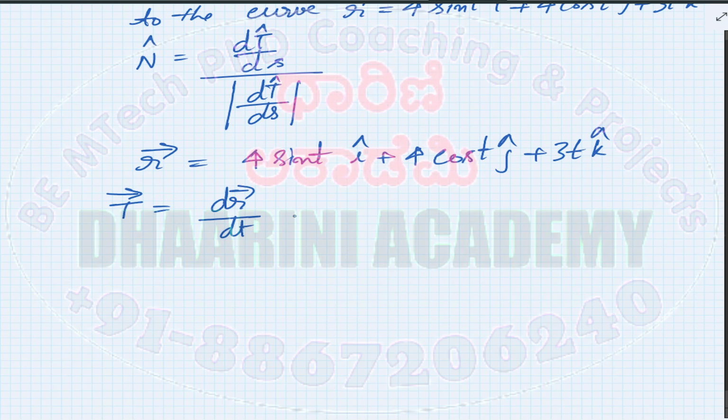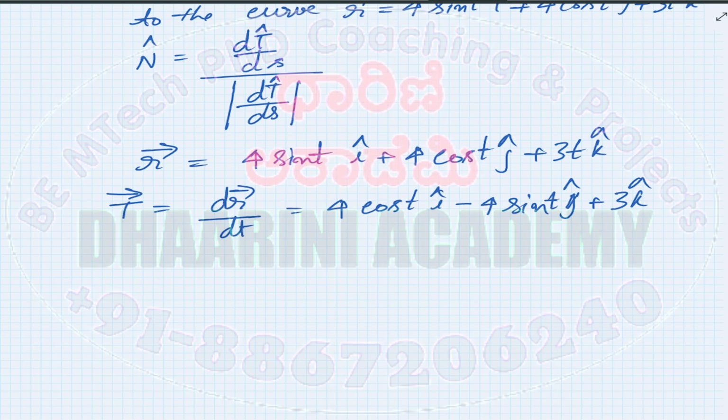Okay, so dr by dt is nothing but 4 times the differentiation of sin t, which is cos t, into i cap. Then I have the second term, which is a cos function, so the differentiation is minus 4 sin t into j cap. And the last term is plus 3 times k cap. This is the dr by dt, which is the tangent.